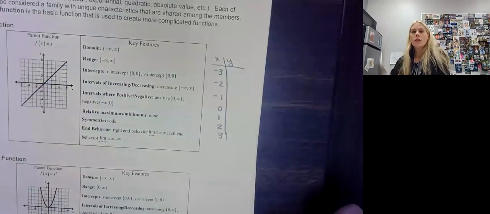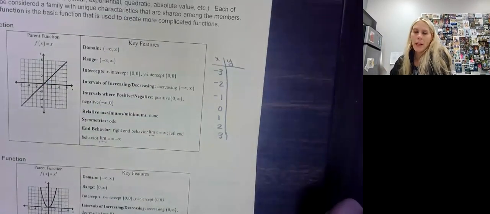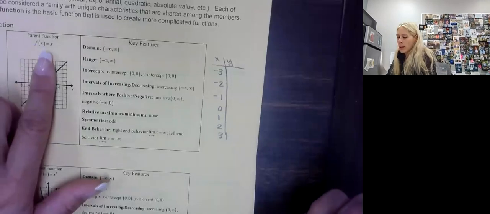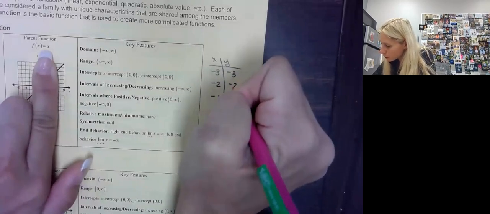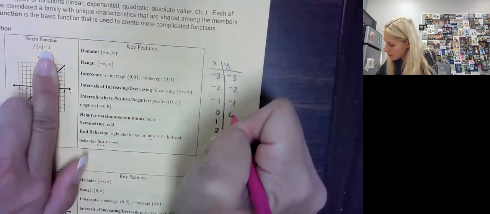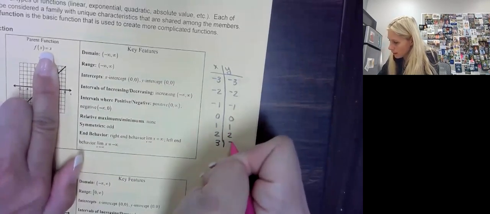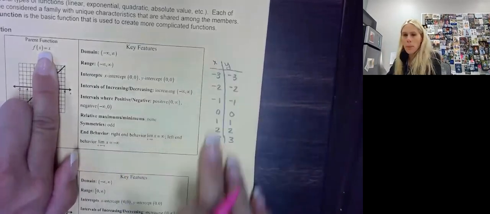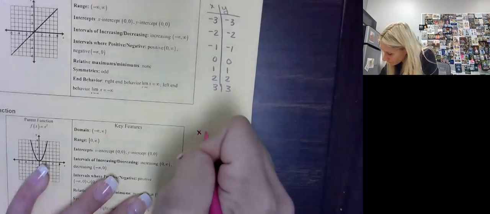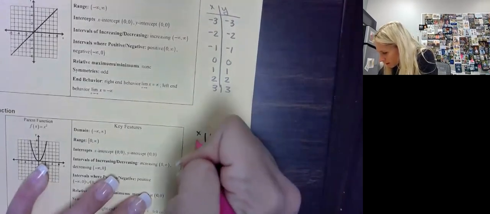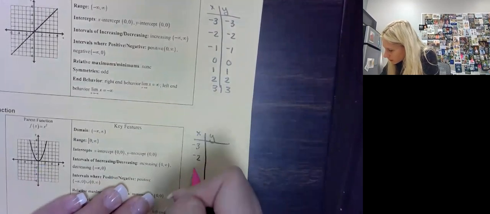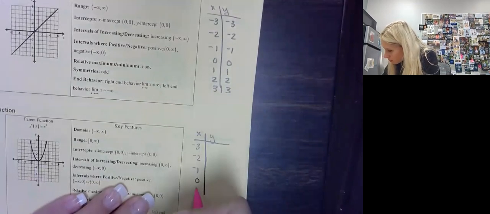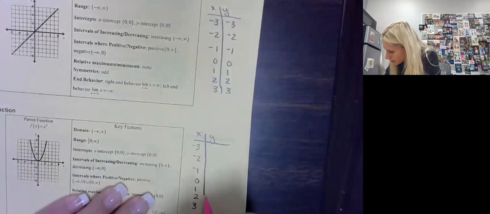Now, of course, if you're dealing with your parent function, all you're doing is plugging in the x and solving for y. So with linear, meaning just x, we would have just -3, -2, -1, 0, 1, 2, and 3, because we're just plugging it in. And that's our parent function for the table that we're going to start out with. For quadratic, again, nothing too odd here. We're going to start with -3, -2, -1, 0, 1, 2, and 3.